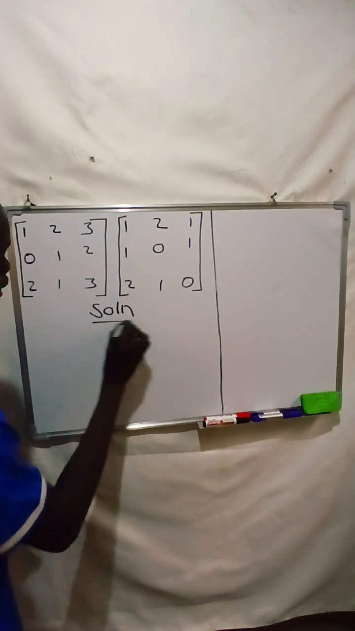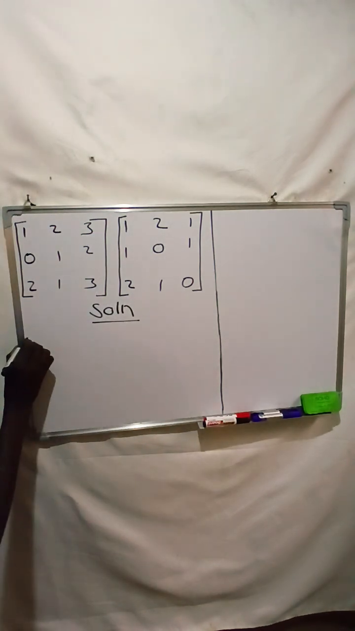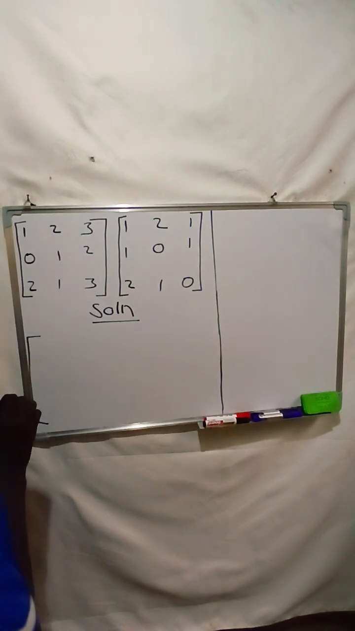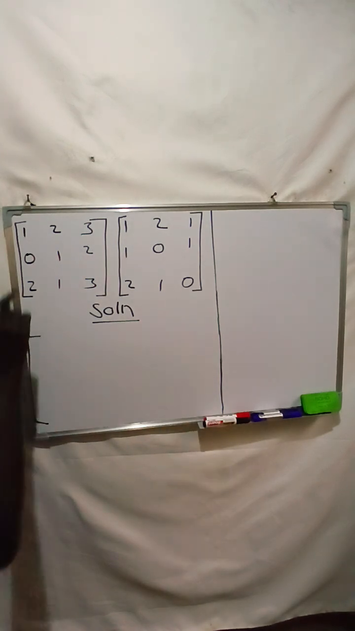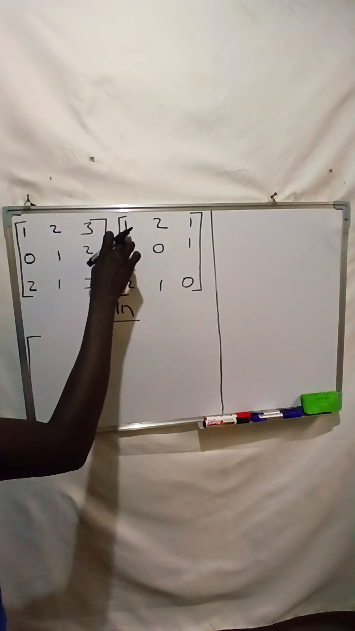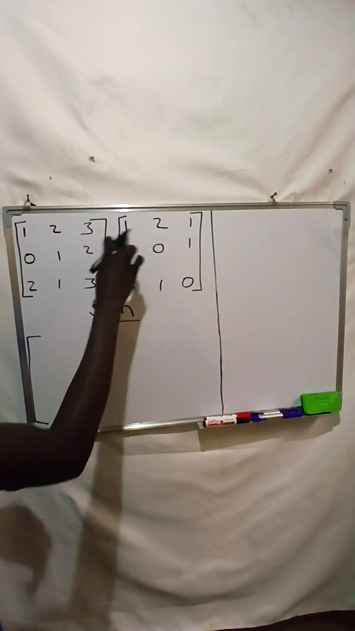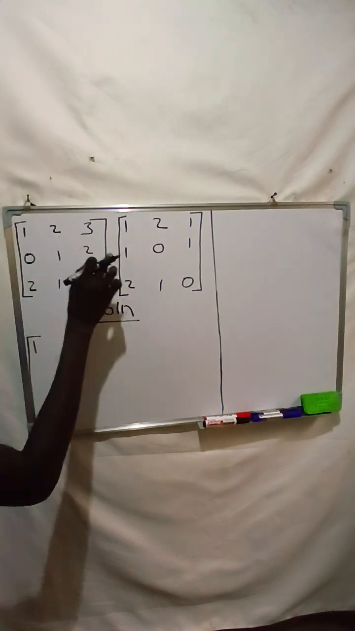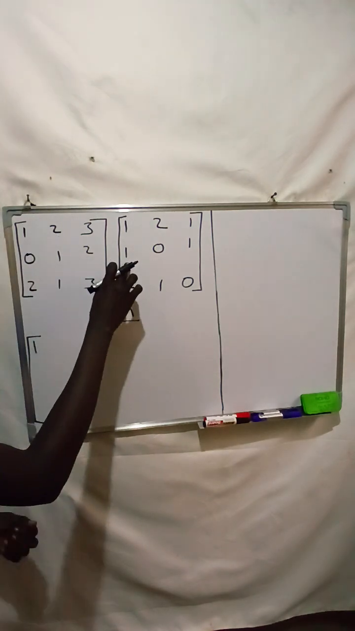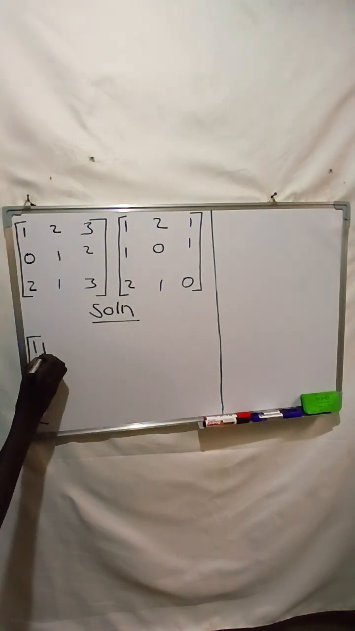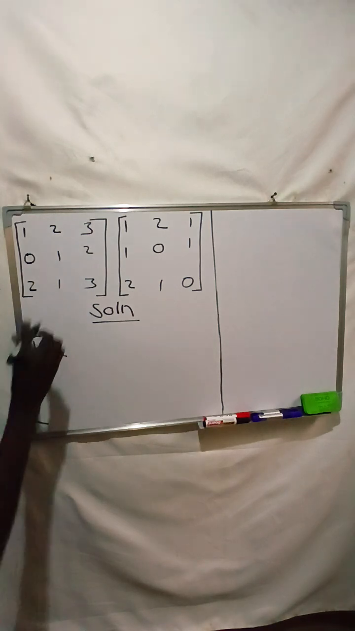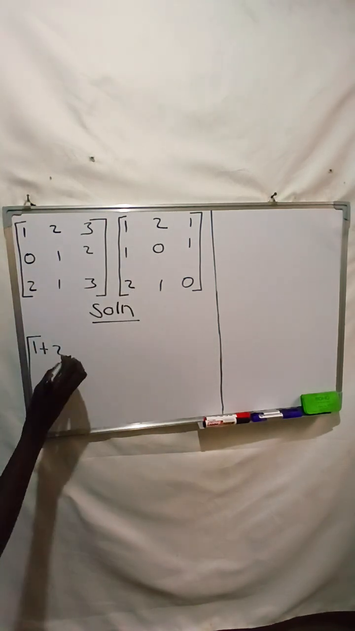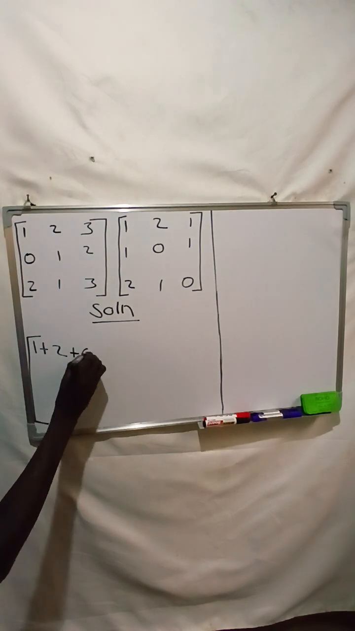Next, let us open the bracket. We put our bracket. So here let us have 1 multiplied by 1. What do we have? I think we're getting 1, right? It is going to be 1. How about 2 multiplied by 1? I think we're getting 2, right? It is going to be plus 2. How about 3 multiplied by 2 here? I think we're getting 6, right? It is going to be plus 6.